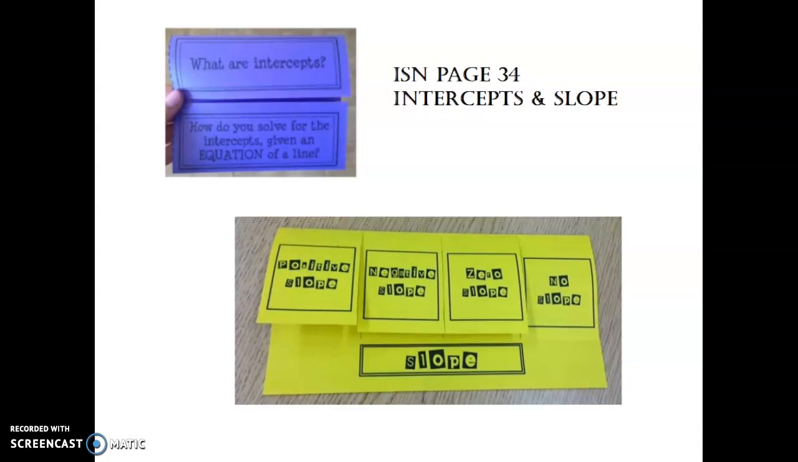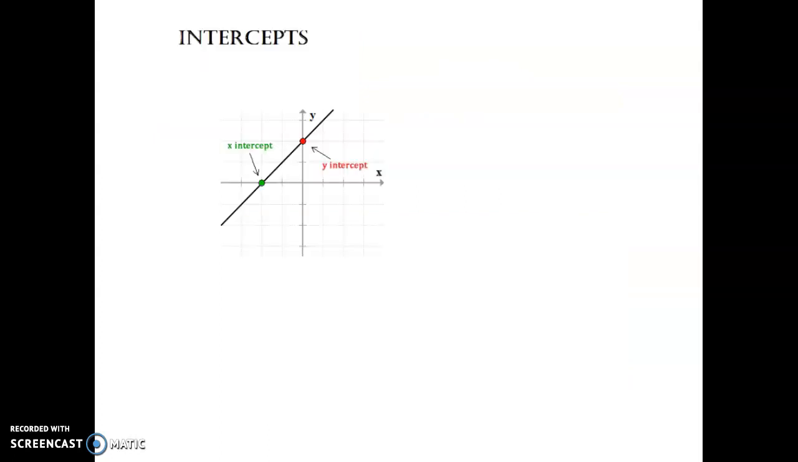Today we're going to go over two really important concepts when you're graphing lines, and those are intercepts and slopes. They're on ISN page 34. We're going to talk about them, and then I'll give you a chance to write some notes, and then you'll have a chance to practice them after.